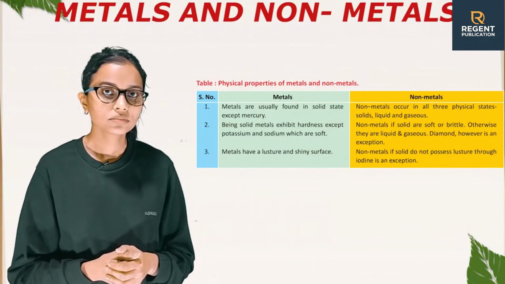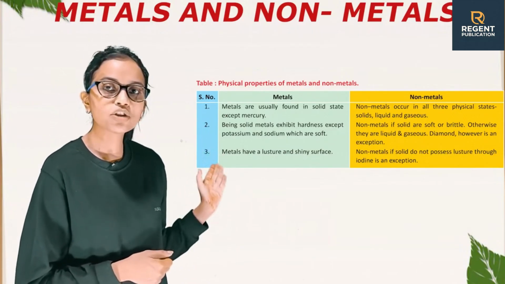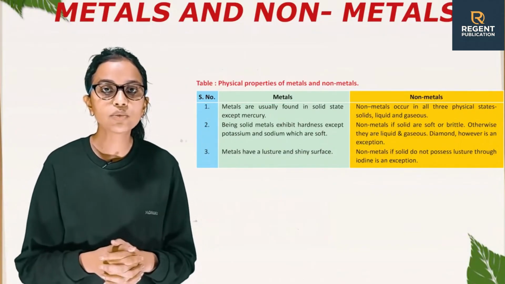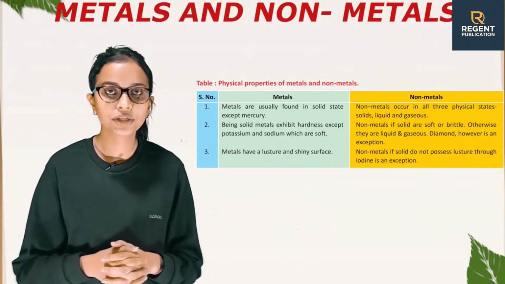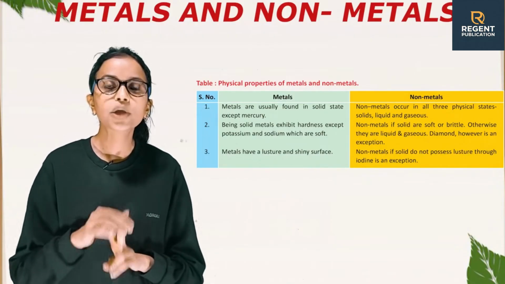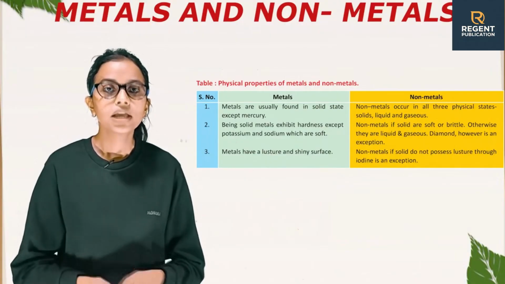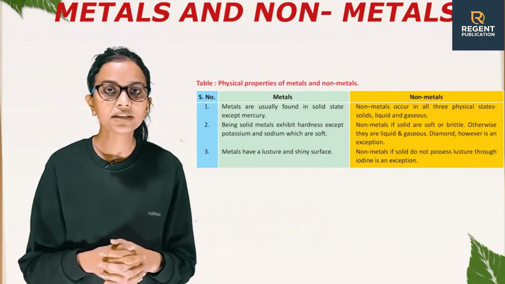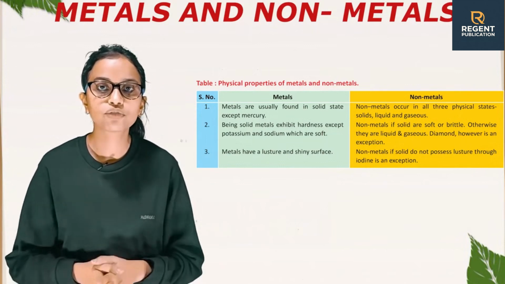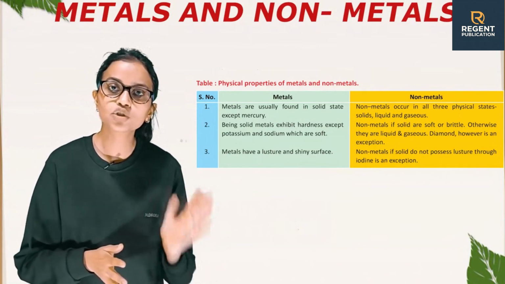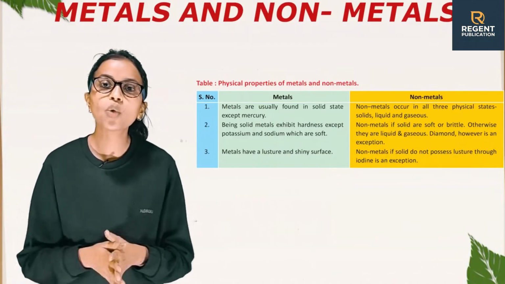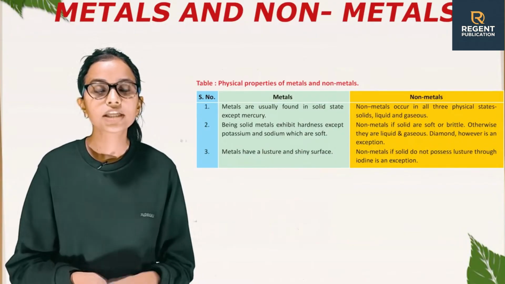So, serial number, properties of metals and properties of non-metals. One, metals are usually found in solid state except mercury. Non-metals occur in all three physical states, solid, liquid and gaseous. Number two, being solid, metals exhibit hardness except potassium and sodium, which are soft. Non-metals, if solid, are soft or brittle. Otherwise, they are liquid and gaseous. Diamond, however, is an exception.